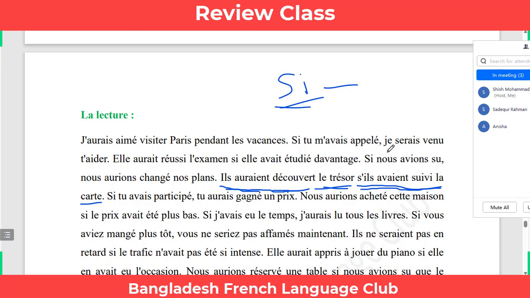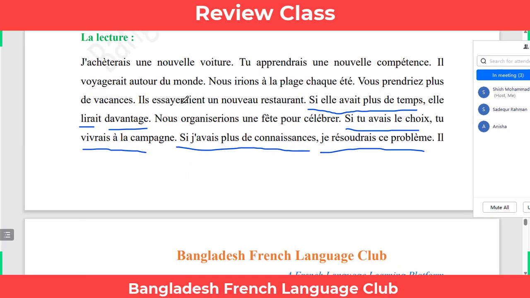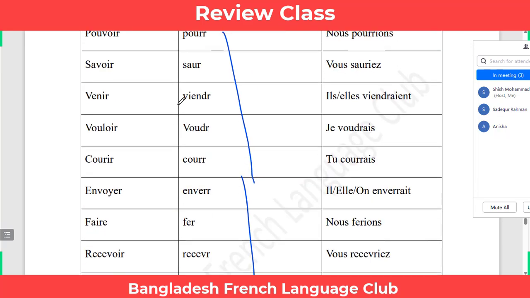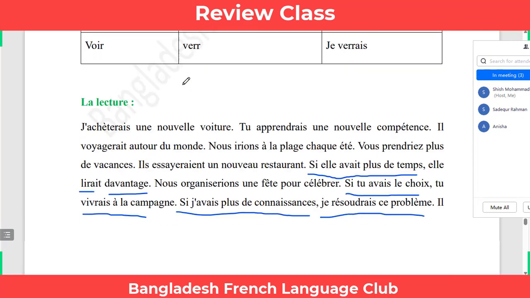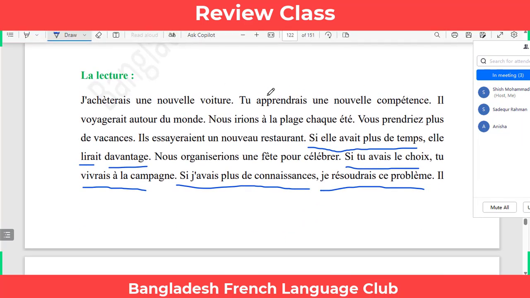Okay. Like this one, je serais, this conjugation. Je serais venu. Like si tu m'avais appelé, if you had called me, je serais venu. I would have come. I would have come to help you. T'aider. Okay. Je serais venu t'aider. So in conditionnel présent, we just have seen that we have the imparfait and then we have the conditionnel présent form.